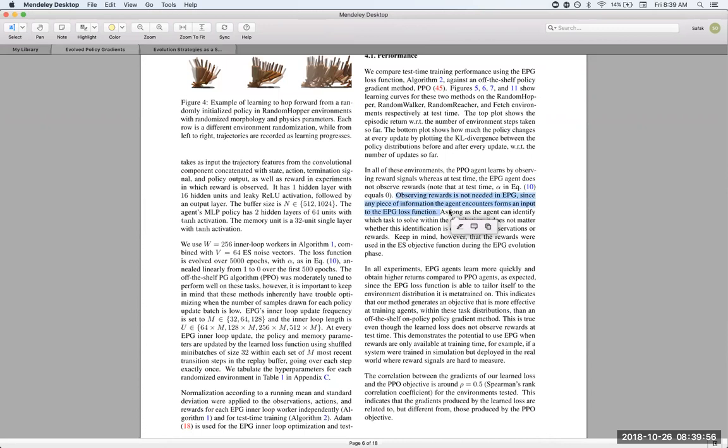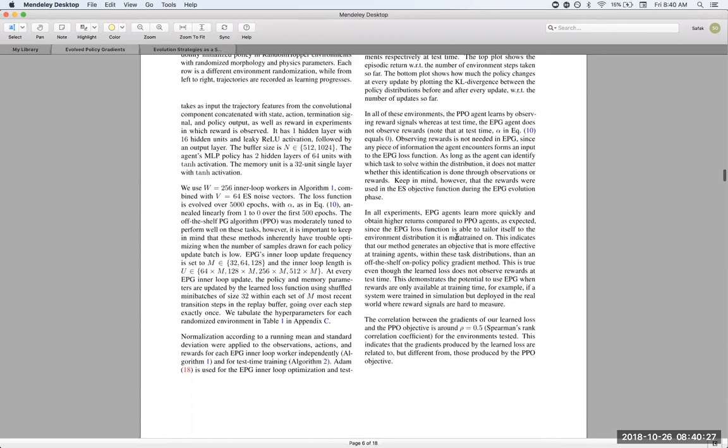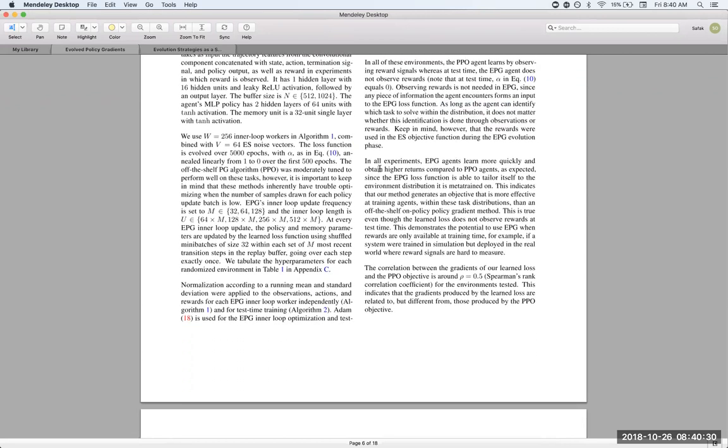So this is the exploration versus exploitation dilemma. The environment is random, and the agent is taking some random actions in order to understand how the environment is going to respond with rewards. As long as the agent can identify which task to solve within the distribution, it does not matter whether task identification is done through observations or rewards. Okay, so the outputs.